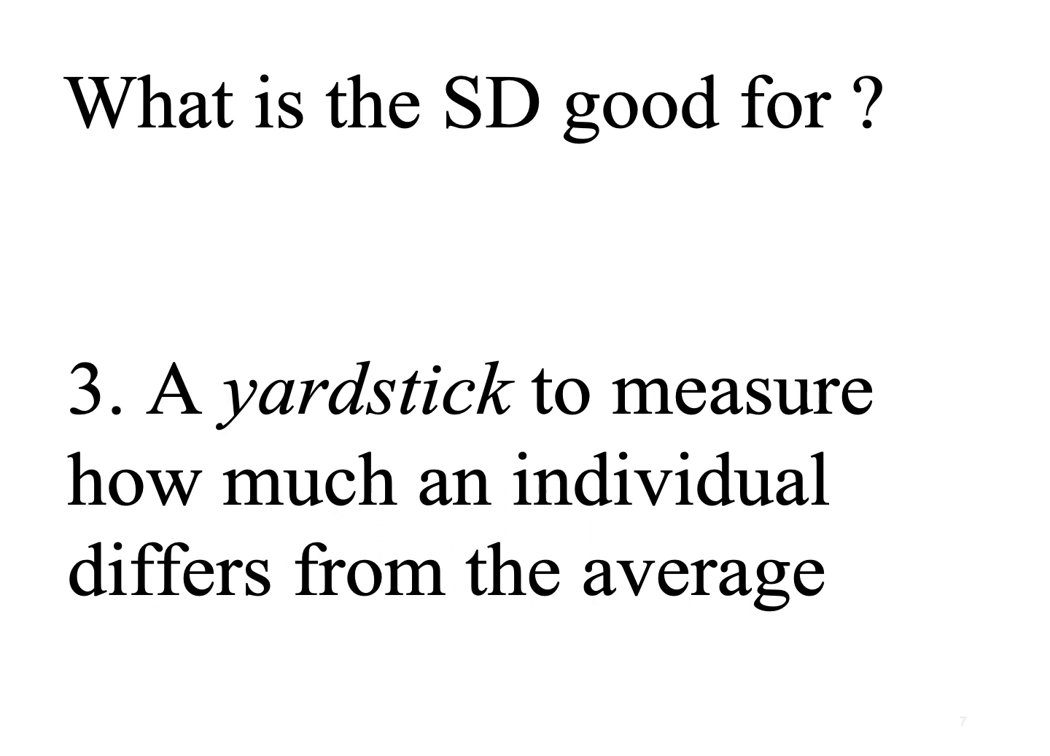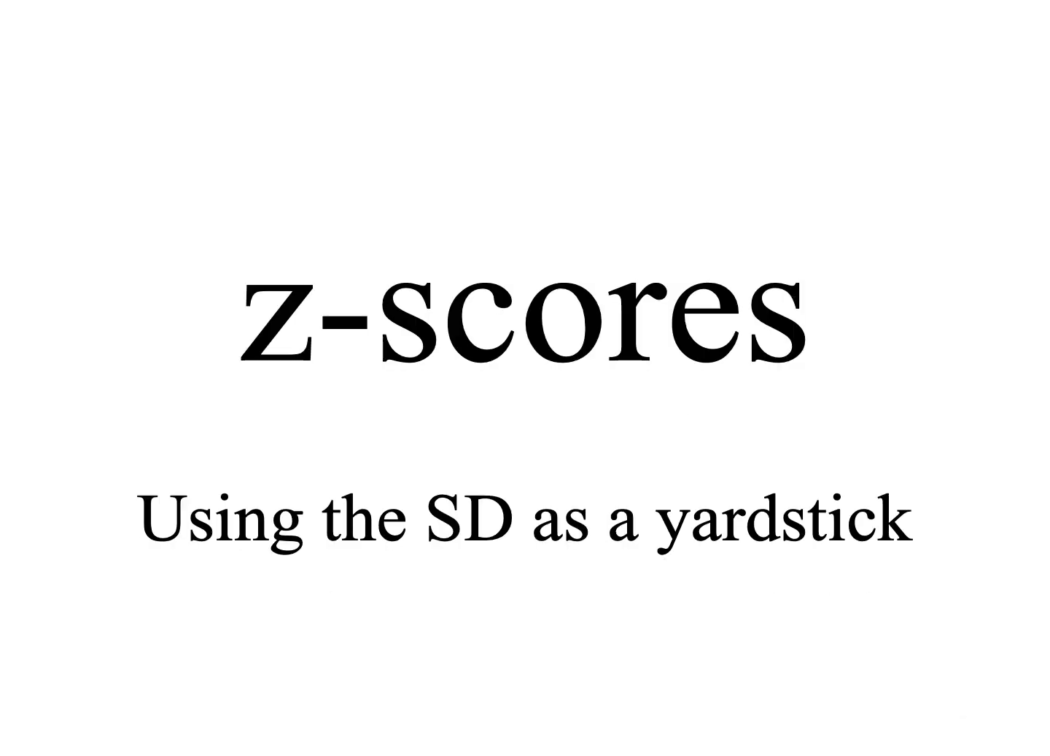Third, the standard deviation is a yardstick that we can use to measure how much an individual differs from the average. This is probably the most important use of the standard deviation. This is where we come to z-scores. Z-scores are based on the idea of using the standard deviation as a yardstick. Z-scores and the standard deviation are two of the most important ideas in this course.